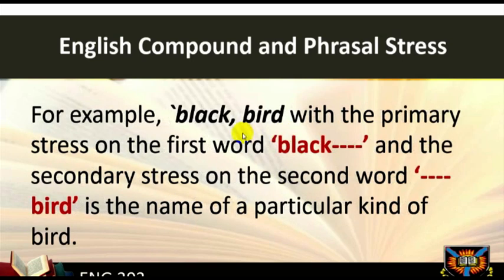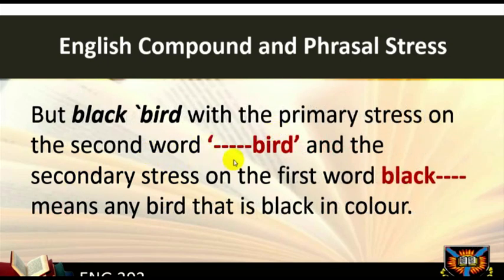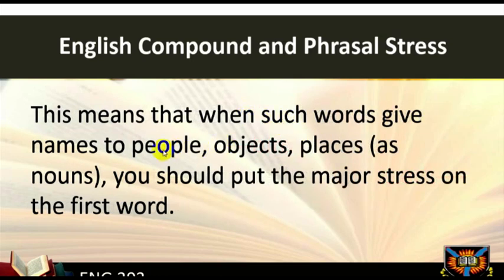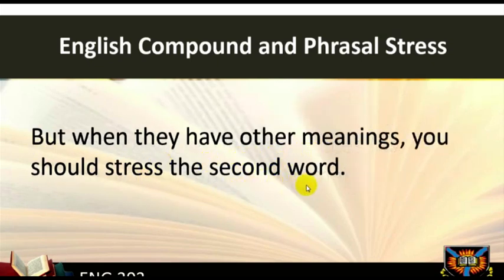For example, blackbird, with the primary stress on the first word black and the secondary stress on the second word bird, is the name of a particular kind of bird. But blackbird, with the primary stress on the second word bird and the secondary stress on the first word black, means any bird that is black in color. This means that when such words give names to people, objects, places as nouns, you should put the major stress on the first word, but when they have other meanings, you should stress the second word.